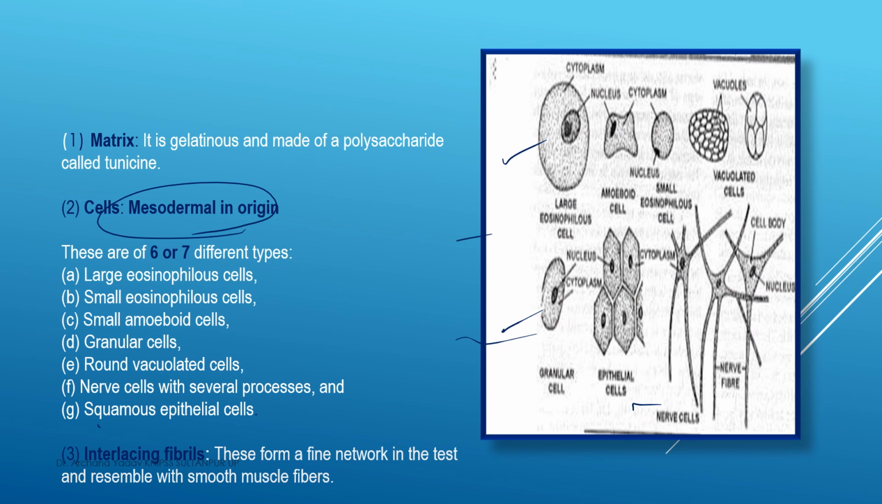And next is the interlacing fibers. It is actually a fine network which is present in the test. They are smooth muscle fibers, and they resemble some nerve fibers.